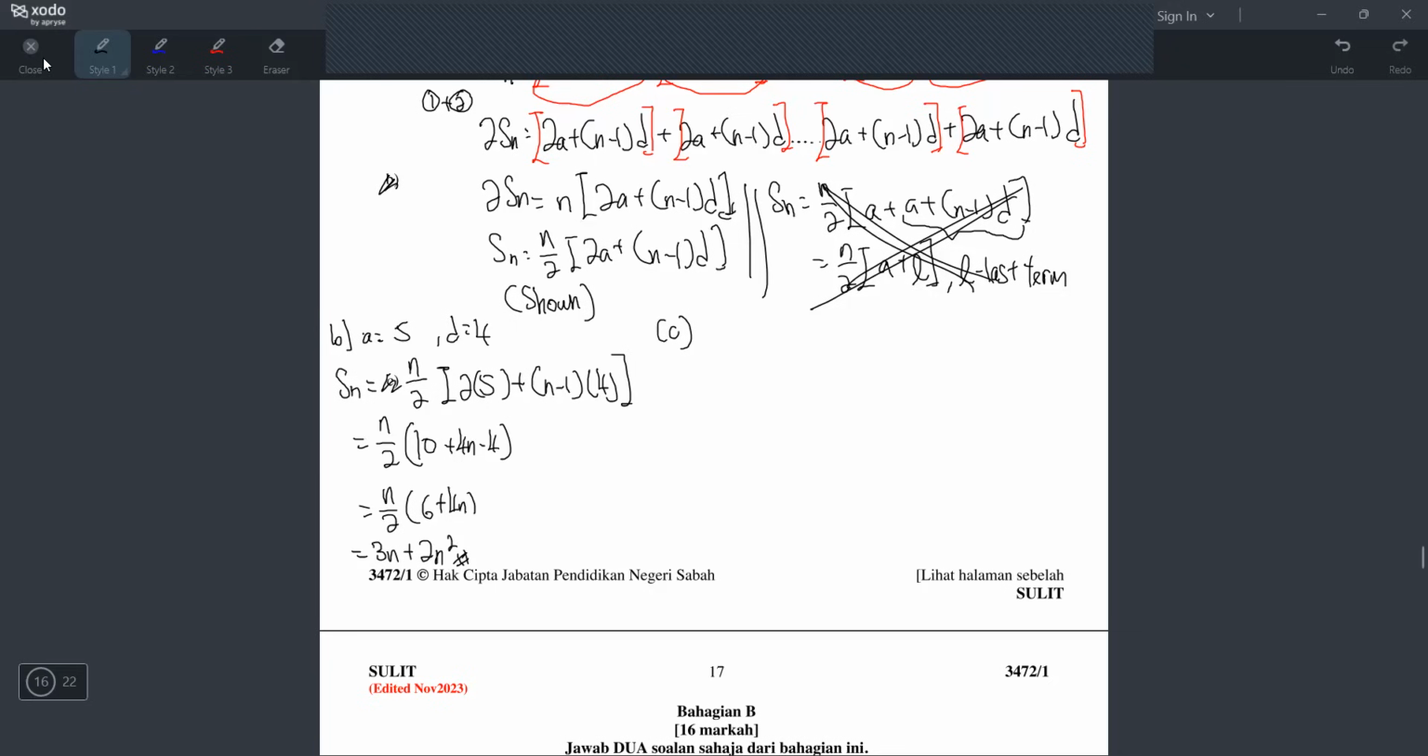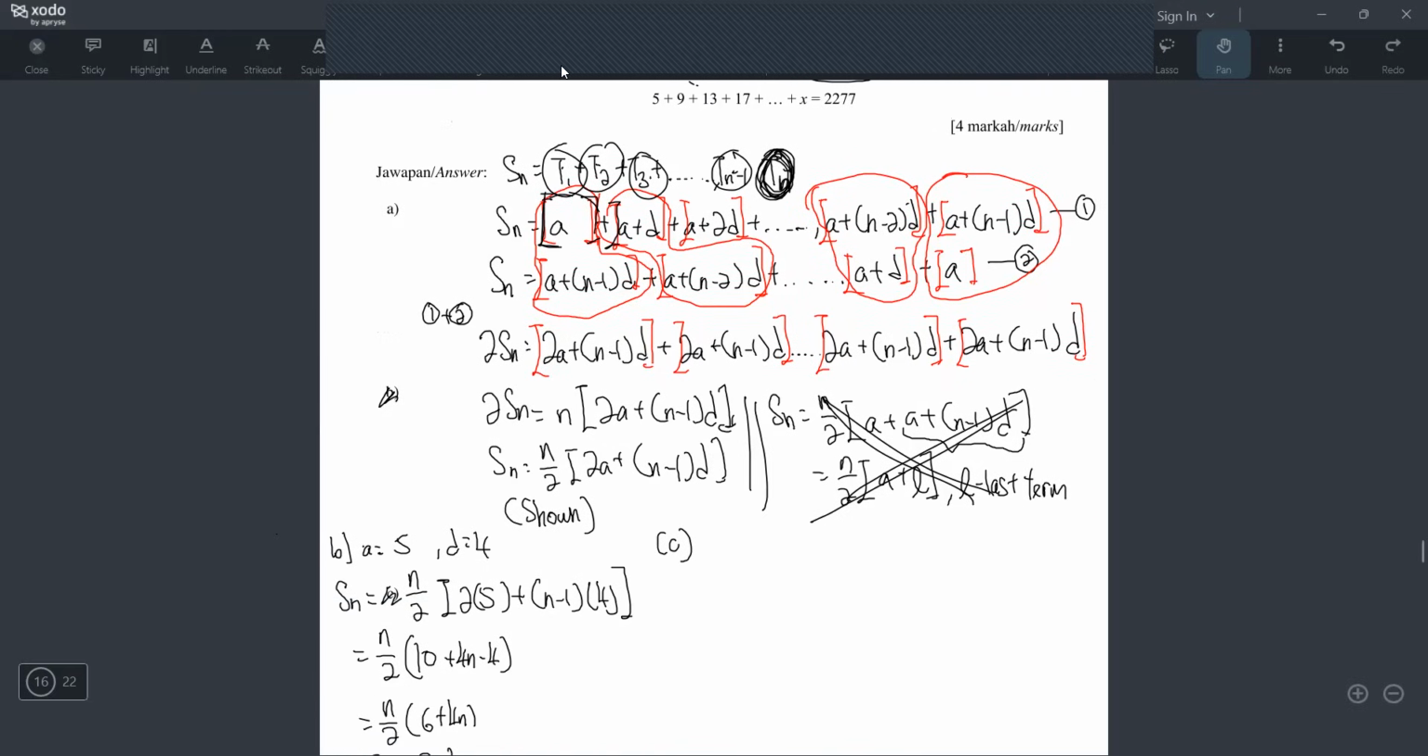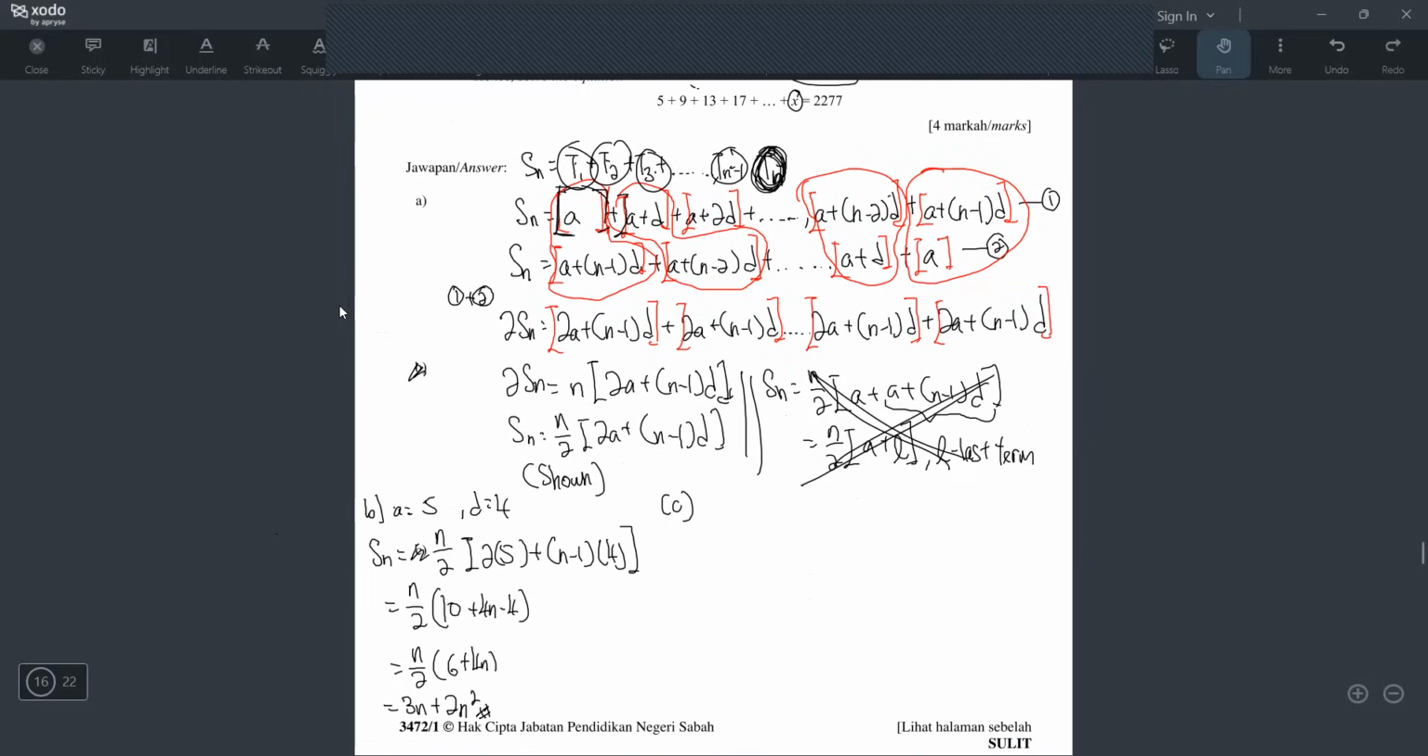Okay, finally, for C, what do they want? Solve the equation 5 plus 9 plus 13 plus 17, and so on, until x, equals 2277. So how do we solve? It means I want to find x. Okay, let's make it smaller. Now we try to do this question. I want to find x now.